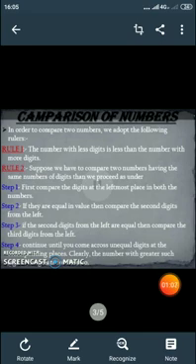Rule 2. Suppose we have to compare two numbers having the same number of digits, then we proceed as under. Step 1. First compare the digit at the leftmost place in both the numbers. If they are equal in value, then compare the second digit from the left. If the second digits from the left are equal, then compare the third digit from the left.